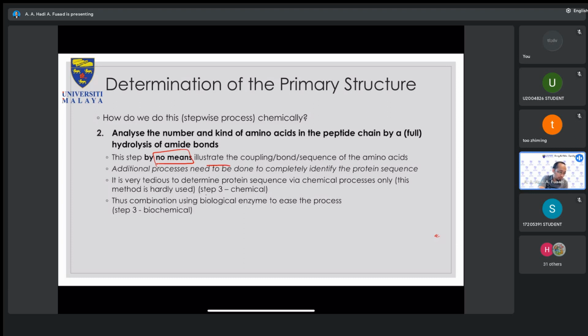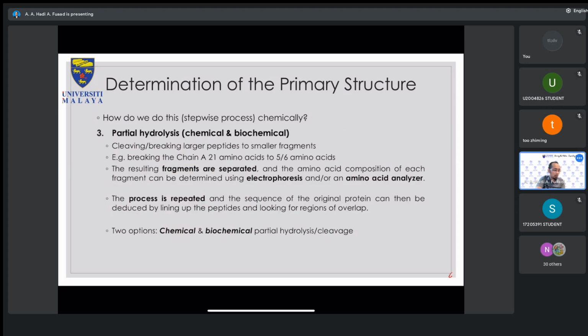This method is highly used. Therefore, step 3, let's have a look at step 3. And step 3 has two options. One is a full chemical option, or second, you can use a biochemical option. If you have heard about biochemical, the one keyword that you should know now is enzyme. We'll look at this in the next few slides if we have time.